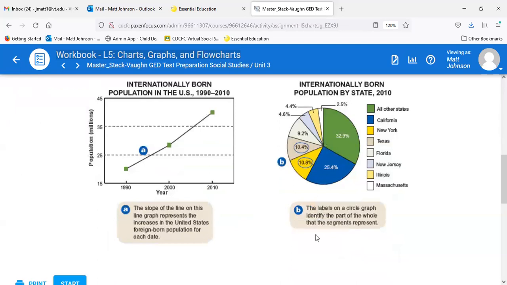So we see here, it says the labels on the circle graph identify the part of the whole that the segment represents. So if we added up all our percentages, it's going to come to 100%, right? That's usually how a pie chart or a circle graph works, right? That percentages from 32 here all the way around to the 2.5. If we plug that into a calculator and add it up, it's going to equal 100%.